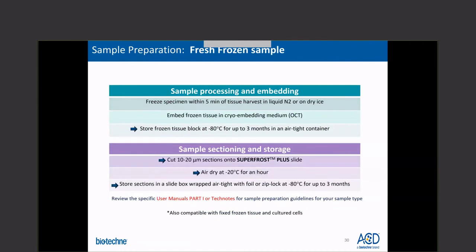For fresh frozen samples, please review the user manual for detailed recommendations. A few highlights are presented here. We recommend storing frozen tissue blocks or sections in airtight containers at -80 degrees centigrade for up to 3 months. The recommended sample thickness is 10 to 20 microns, again mounted on SuperFrost Plus slides.